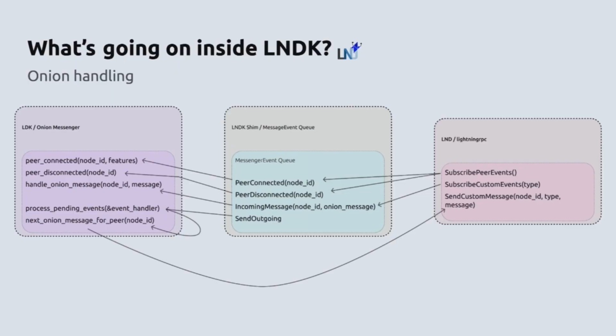So if we need to forward a message, the handle onion message is going to enqueue the new message to be sent. And every 100 milliseconds, we are going to enqueue a send outgoing for each peer. So we're going to process each message differently for each peer, and we're going to use the send custom message in LND. So it's mostly just LND triggers our queue, which triggers the onion messenger, and then the onion messenger triggers another queue, and we are just sending it back. So it's pretty straightforward.